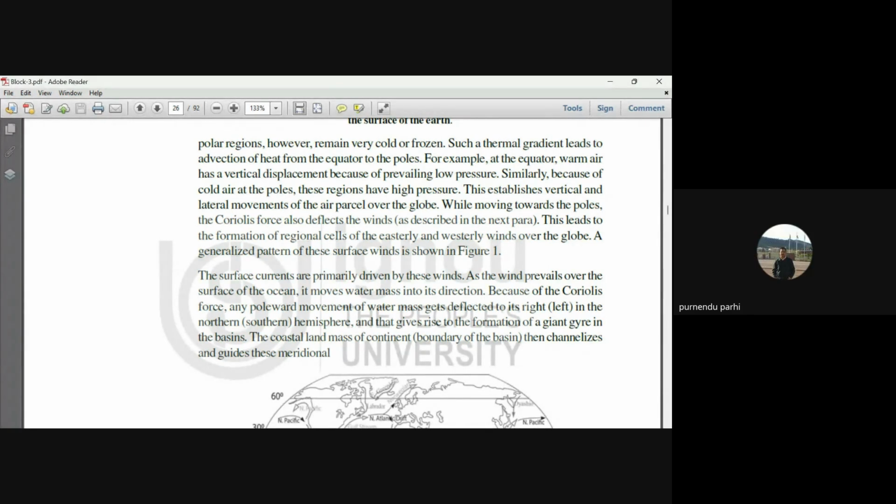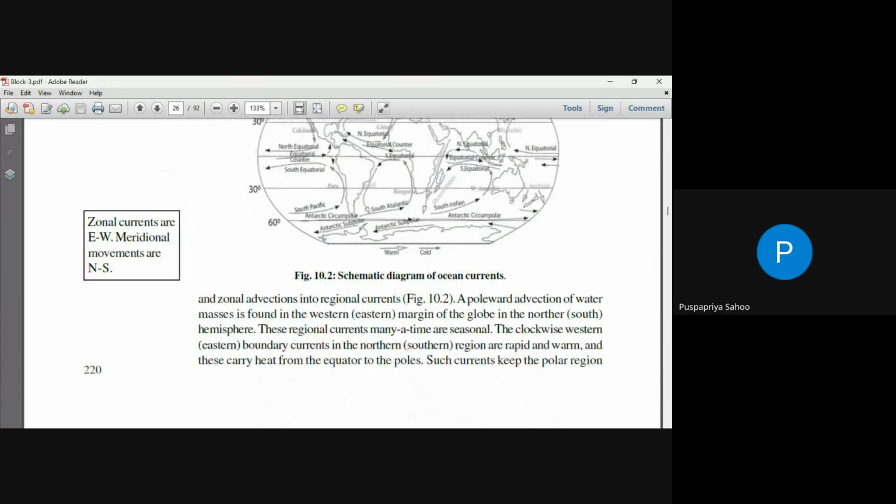The surface currents are primarily driven by these winds. As the wind prevails over the surface of the ocean, it moves the water mass in its direction. Because of the Coriolis force, any poleward movement of water mass gets deflected to its right in the northern hemisphere, and that gives rise to the formation of a giant gyre in the basin. The coastal landmass of continents then channelizes and guides these meridional and zonal advections into regional currents.